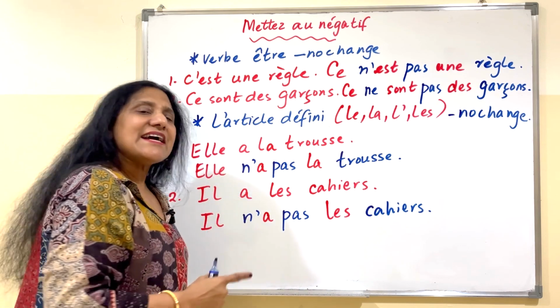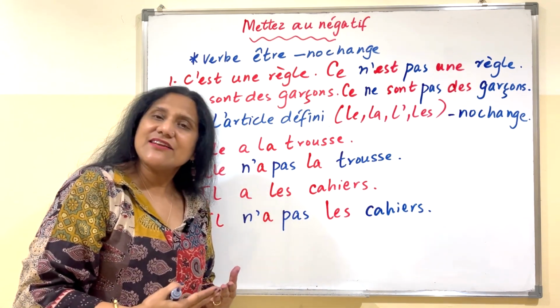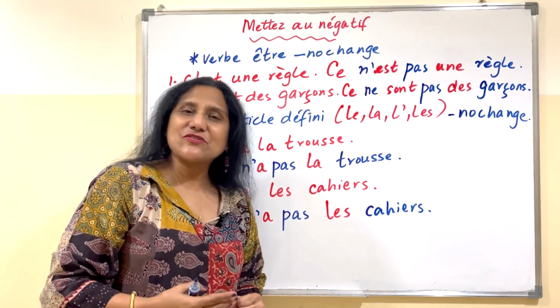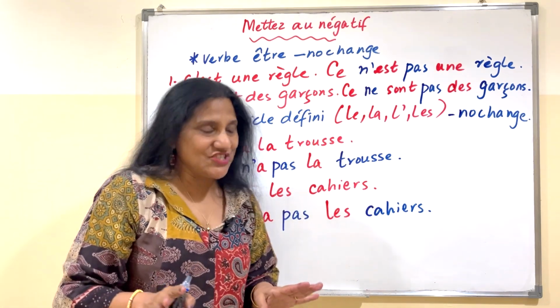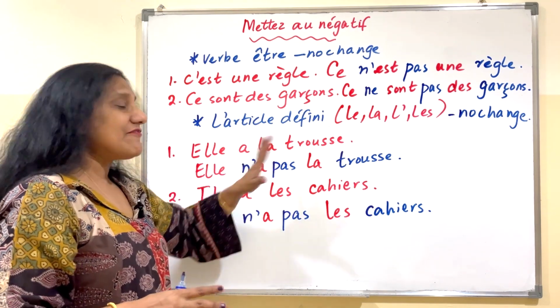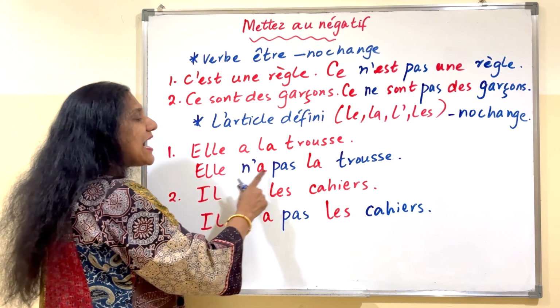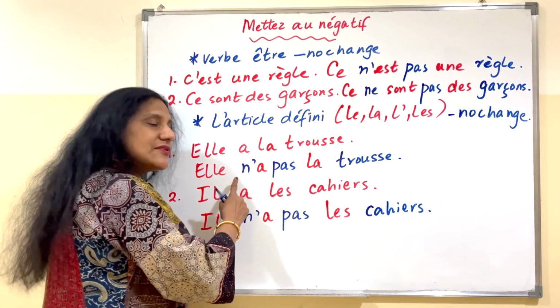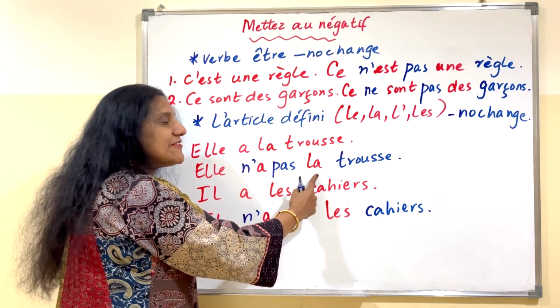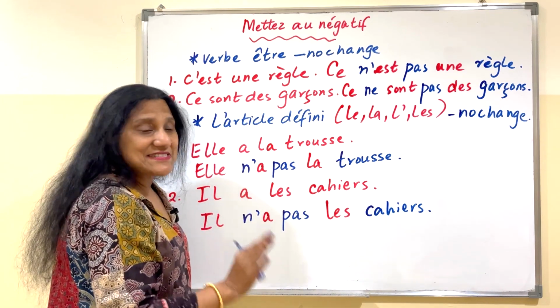With articles définis, what are the articles définis, which means the? Le, la, l' apostrophe, les. There's no change. So, elle a la trousse, she has the pouch. She does not have the pouch. So, elle n'a pas la trousse. Ne before the verb, pas after the verb, and the definite article remains the same.